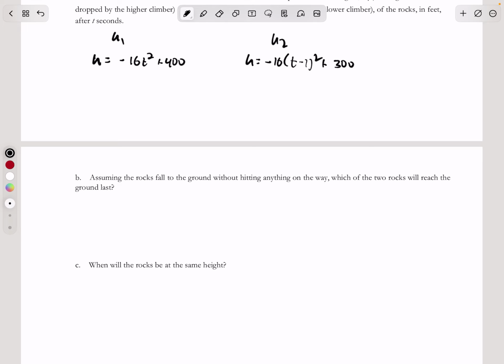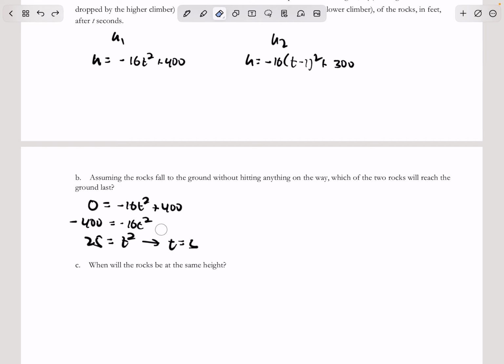And then number 2, assuming they fall to the ground without hitting anything on the way, which will reach the ground first? We're going to set each one equal to 0 in order to make that happen. I'm going to subtract 400. We're going to divide by negative 16. And t in this case can only be 5. I mean, technically it's plus or minus 5, but we don't care about the negative value. So the first climber, their rock hits the ground after 5 seconds.